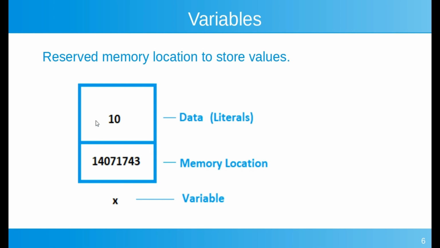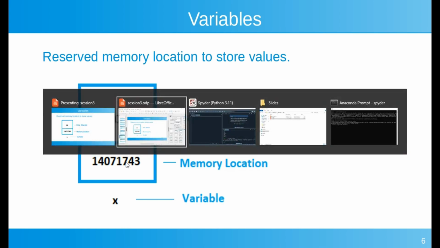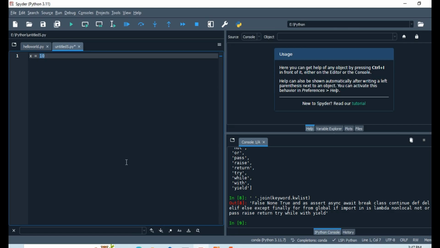In this memory location you are going to store the value 10, and you are going to refer to this memory using the variable name x. So when you define x equal to 10, this memory location will be created and referred to using the variable name x, and here you are assigning the data 10. When you do this, something like this happens in the back end. Okay, so this is how we define the variable.